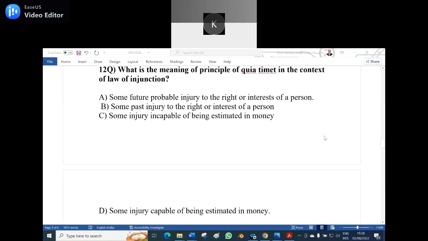Now, 12th question is, what is the meaning of the principle of quia timet in the context of the law of injunction? Option A, some future probable injury to the right or interests of a person; option B, some past injury to the right or interest of a person; option C, some injury incapable of being estimated in money; option D, very capable of being estimated in money.